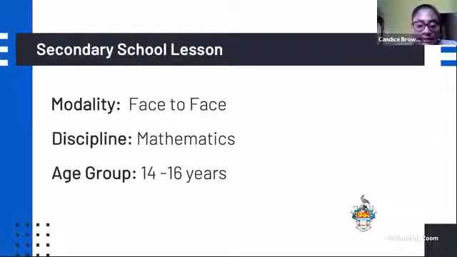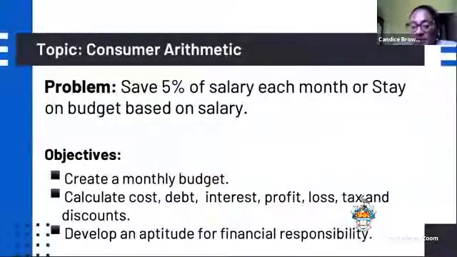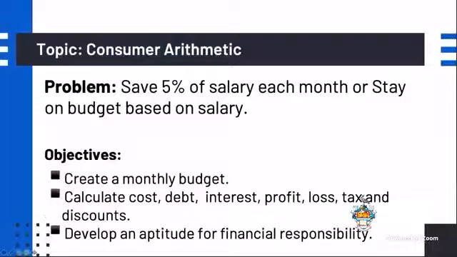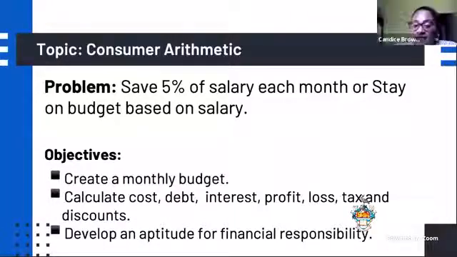All right. So the mathematics lesson that we have is actually for grade 9 students. It's also face-to-face, and the topic is consumer arithmetic. Now, here is the problem. We want our students to be thrifty. We want them to be able to save. So the objectives for this particular lesson is for them to create a monthly budget. And then they will practice skills such as calculating costs, debt, interest, and so on.